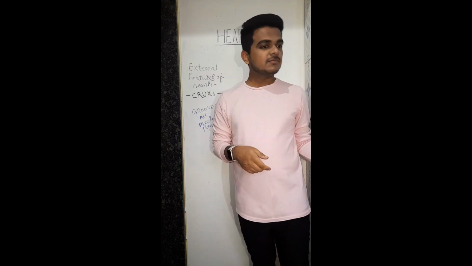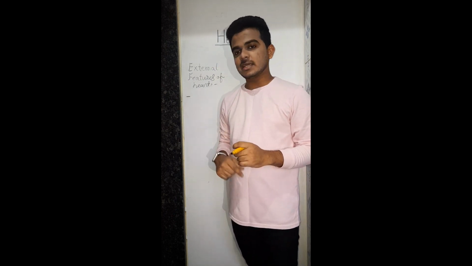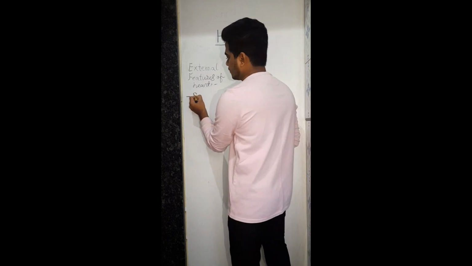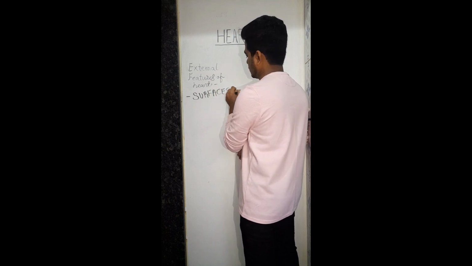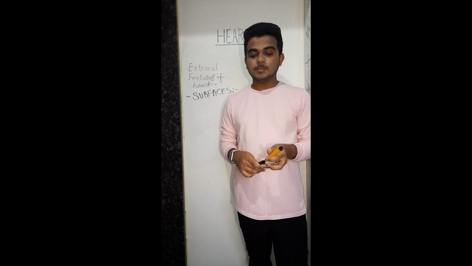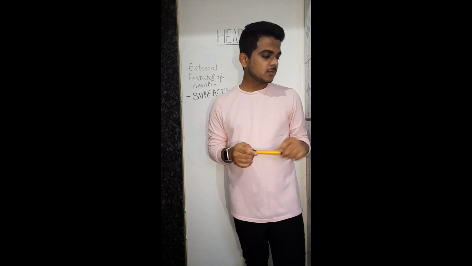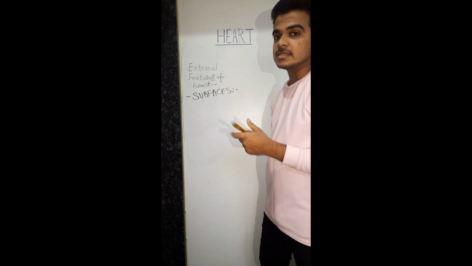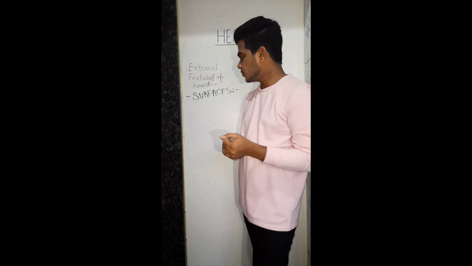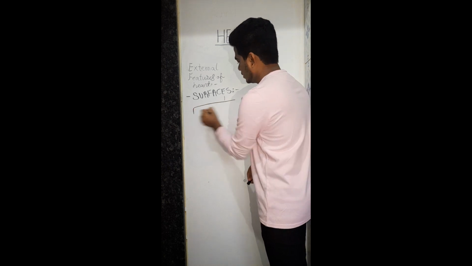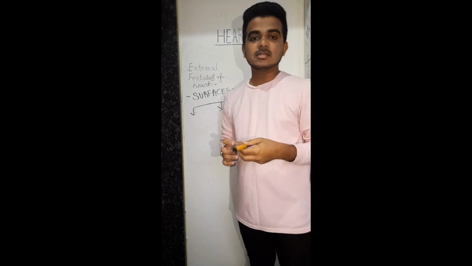It's very simple. Then the third and last very important point of the external features is the surfaces of the heart, okay. It is a very important point. And there are 3 heart surfaces. We will see them first, then I will show you in the next video diagrammatically where exactly the surfaces of the heart are. So see here, there are 3 surfaces.